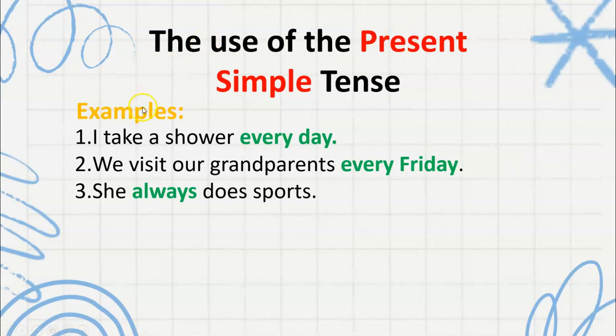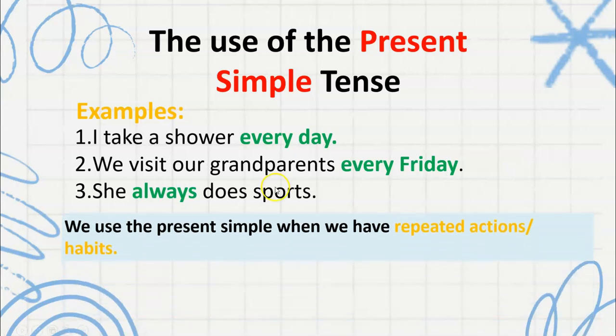Let's see these examples first. I take a shower every day. We visit our grandparents every Friday, and she always does sports. As you see here, you have every day, every Friday, and always. So these expressions show us that what we do here is repeated every day, every Friday, and always. So that is the first situation of the present simple.